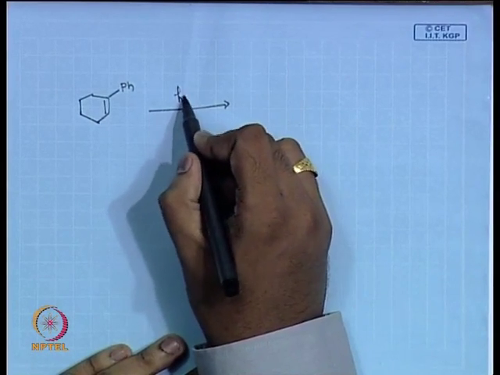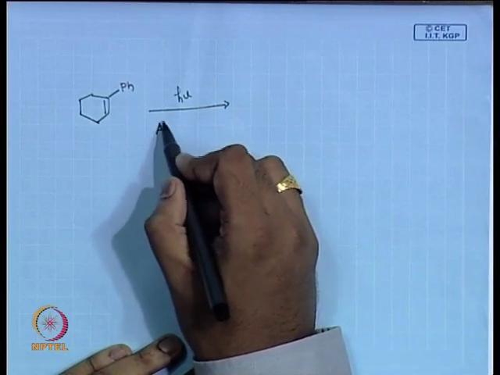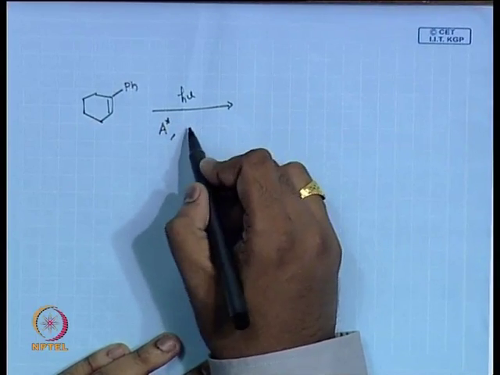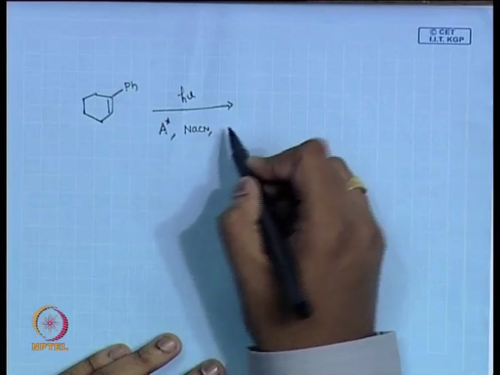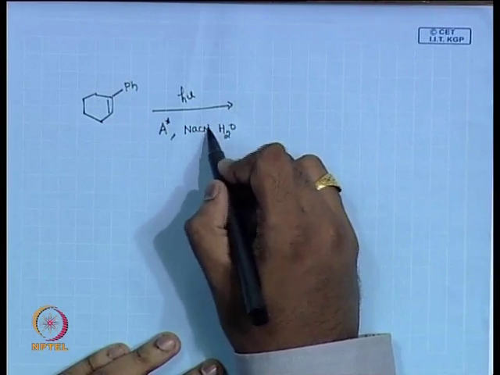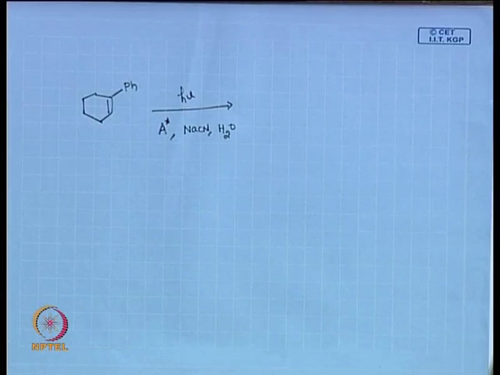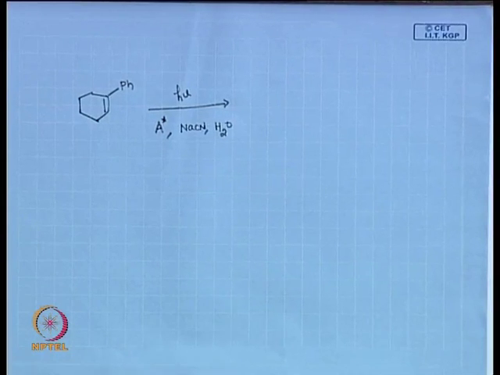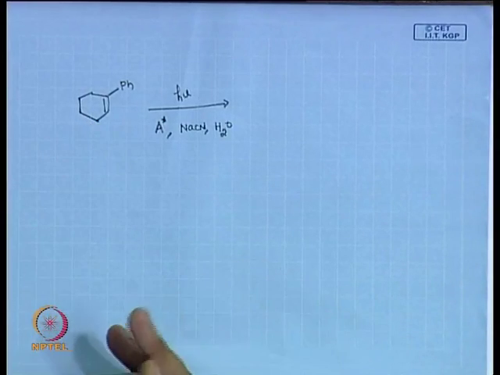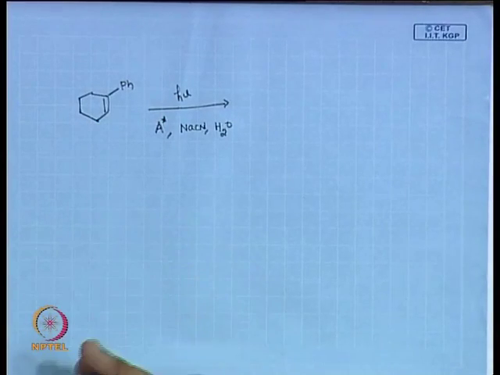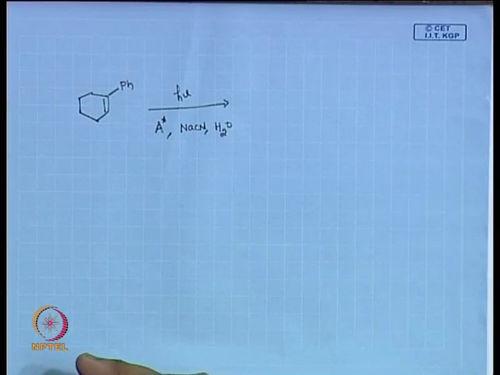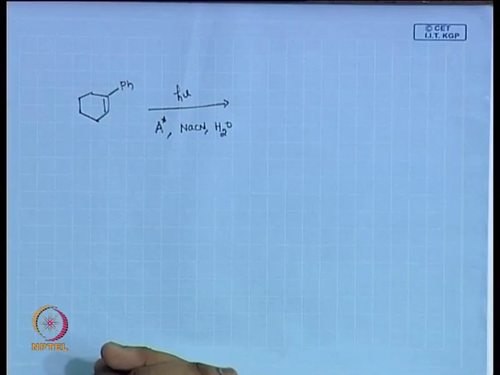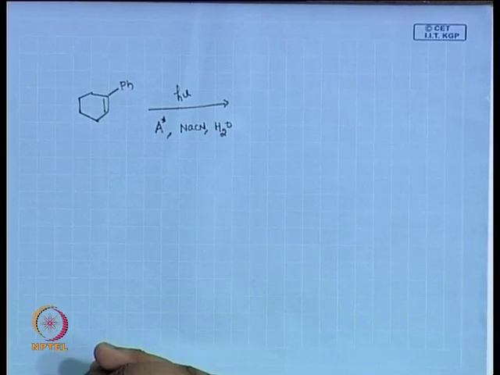So you want to photolyze this in the presence of an acceptor. I can take 9-cyanoanthracene in water. You can do this chemistry just in regular bulbs, because you have cyclohexene available, sodium cyanide plus water. What product do you expect? What will be the product?